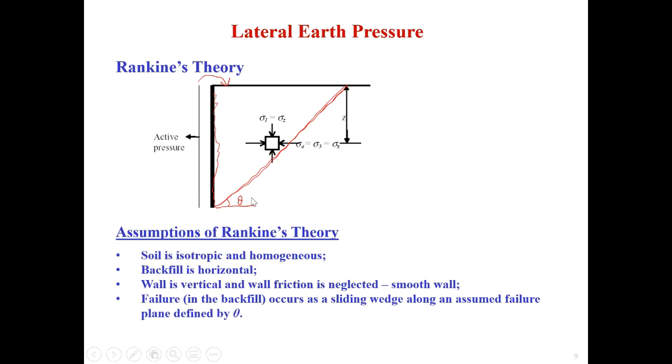Seed is shown here. If we look at this soil element at any typical position, the principal stress sigma one equals sigma z, and sigma three equals sigma h, also equal to sigma x. Since the surface is horizontal and the wall is smooth, there's no shear stress generated on the vertical or horizontal planes. Otherwise, for this soil element, you would have a shear stress component, as you learn in statics or mechanics units. But here all the stresses are principal stresses on the soil element, because there's no shear stress component.